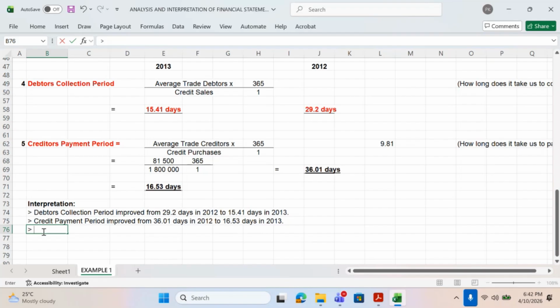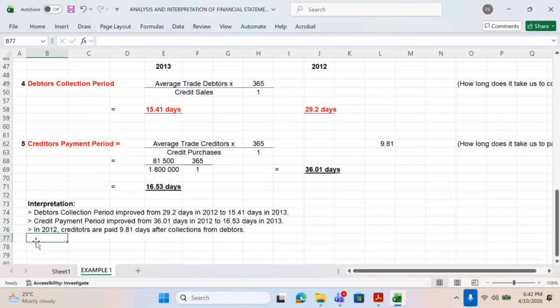So that's a comment that you can put here to say in 2012, creditors are paid 9.81 days after collections from debtors, right? Which is a good thing because I always want to collect first from debtors and then I pay my creditors, right?